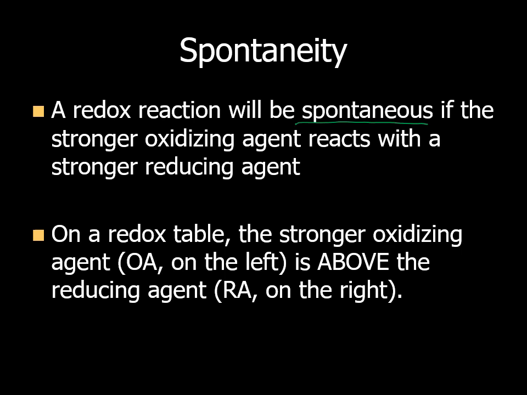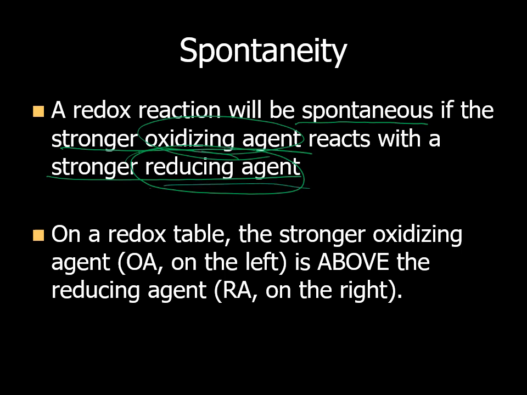It's going to have a stronger oxidizing agent reacting with a stronger reducing agent. So we have to have something that is the oxidizing agent. Remember, the oxidizing agent gets reduced. Reduction is the gain of electrons. And so we have something that is gaining electrons combined with something that is willing to lose electrons. And as long as you have something that is good at gaining electrons with something that is good at losing electrons, you will have a spontaneous reaction.